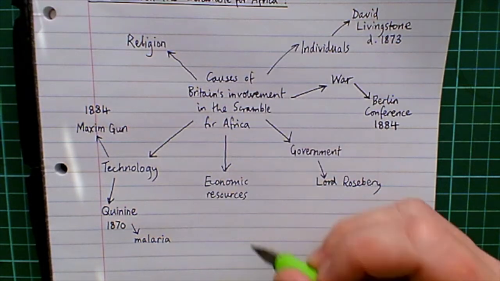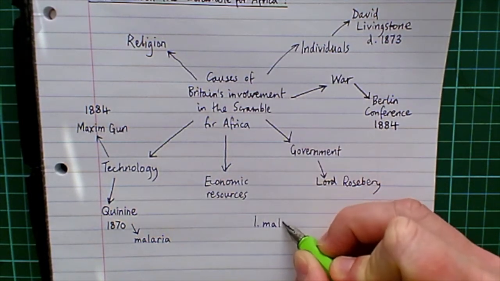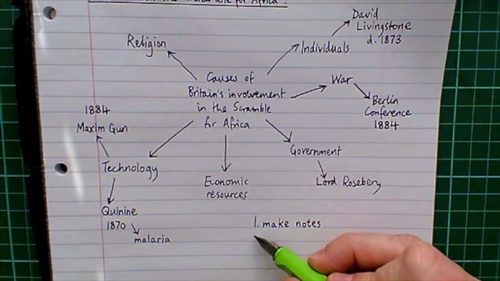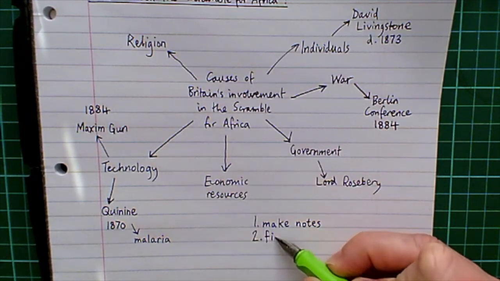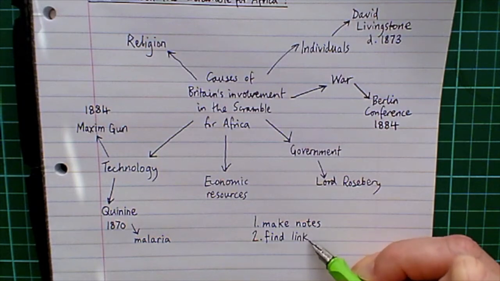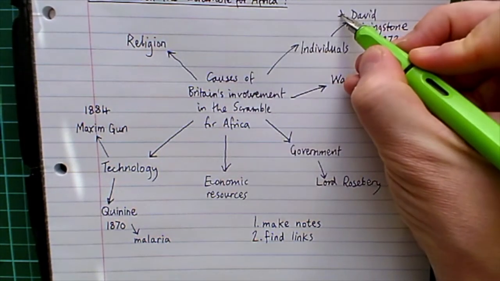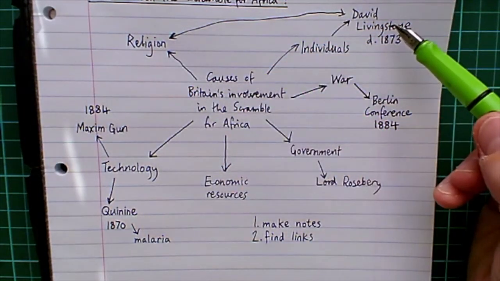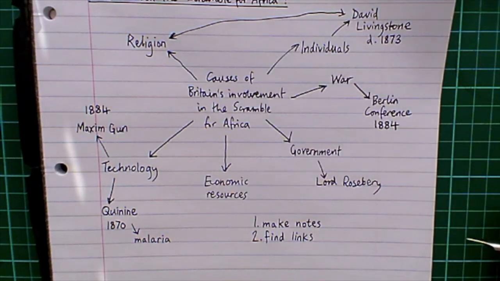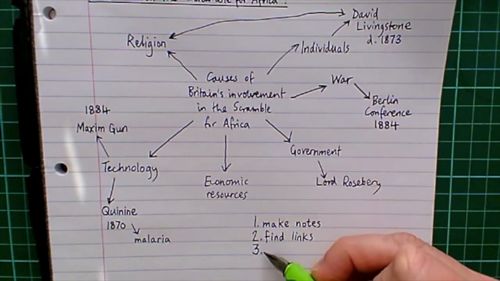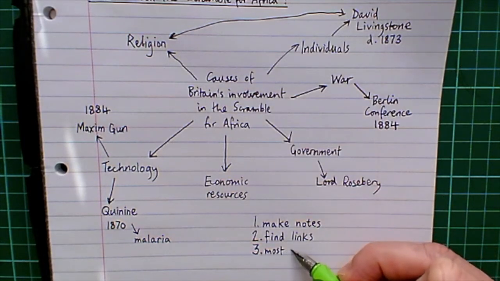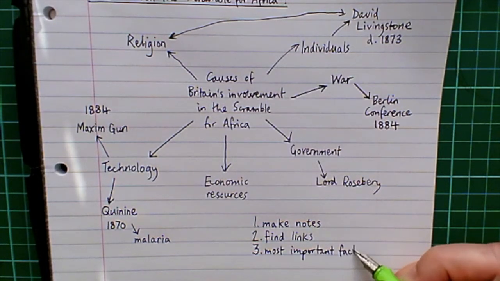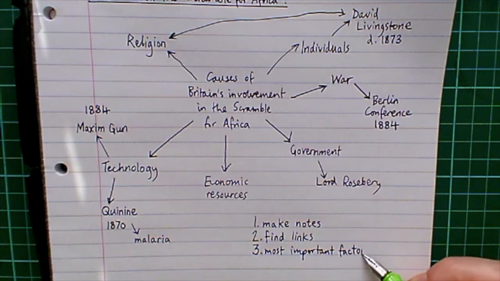So what I want you to do with this, first of all, is make notes under the headings using the textbook pages. The second thing I'd like you to do is try and find links between the factors. So for example, clearly David Livingstone was inspired by religion, and lots of religious people in turn were inspired by David Livingstone. So if you could somehow write those links onto your mind map, that would be really good. And the third thing is to consider which one possibly was the most important factor. Which factor was the most important for prompting Britain to get involved in the scramble for Africa?